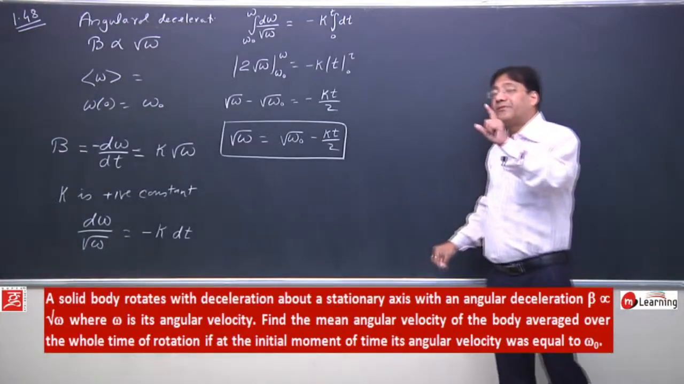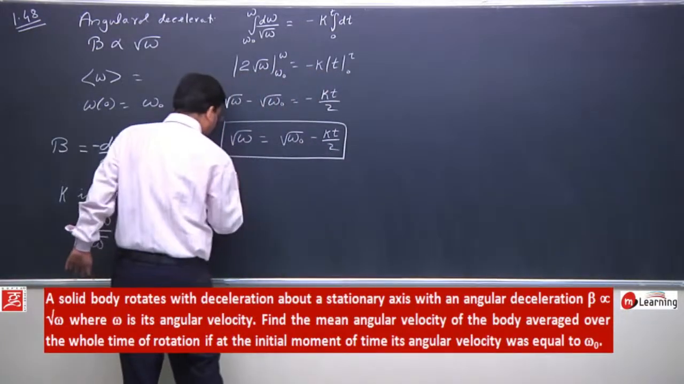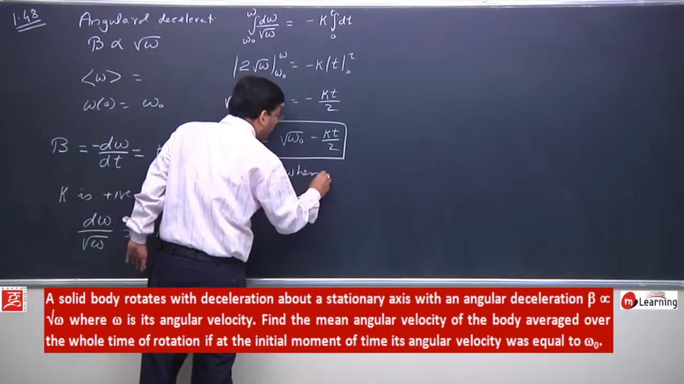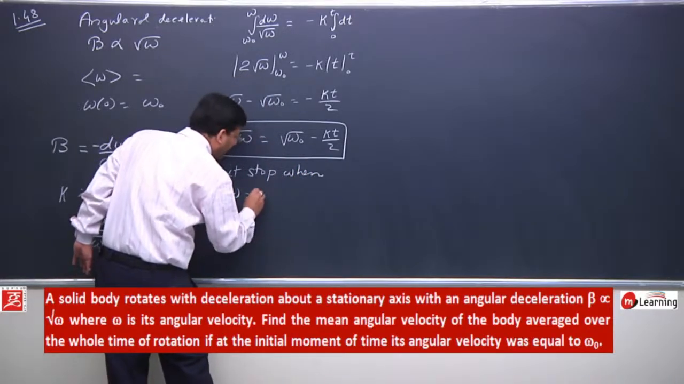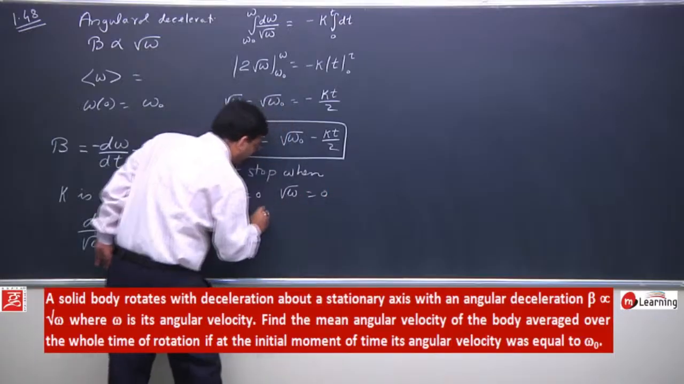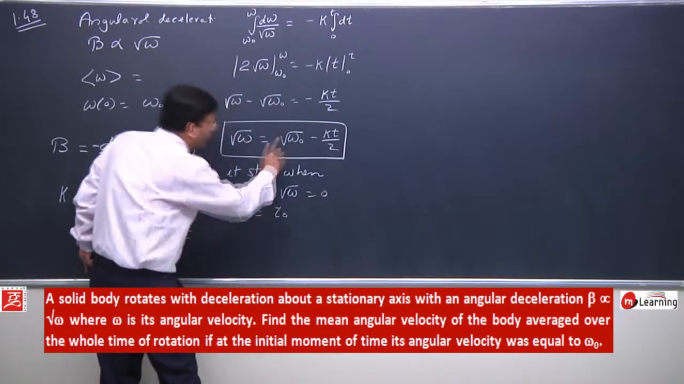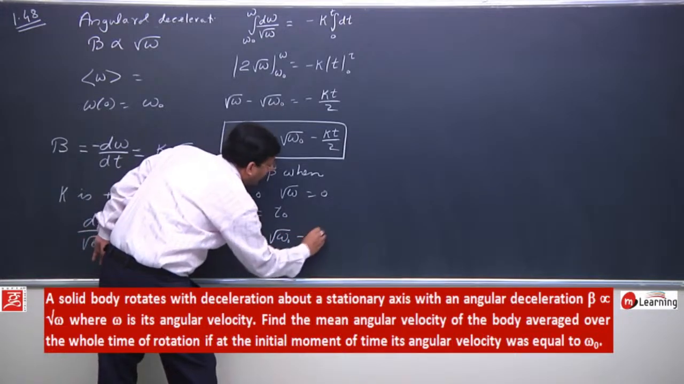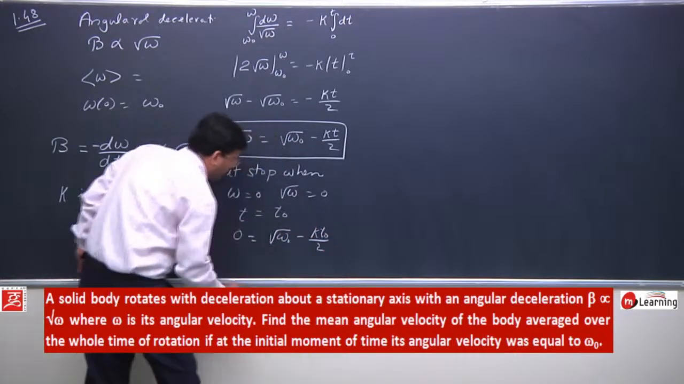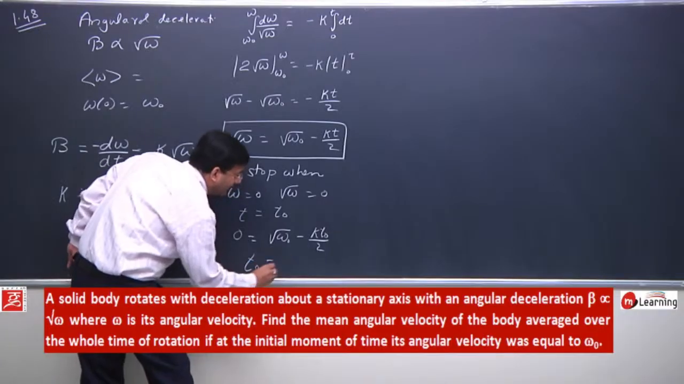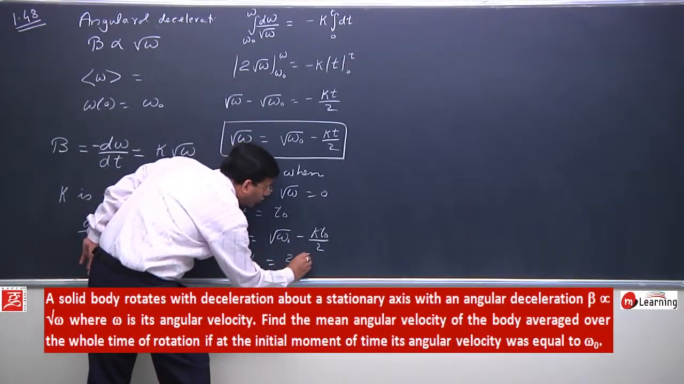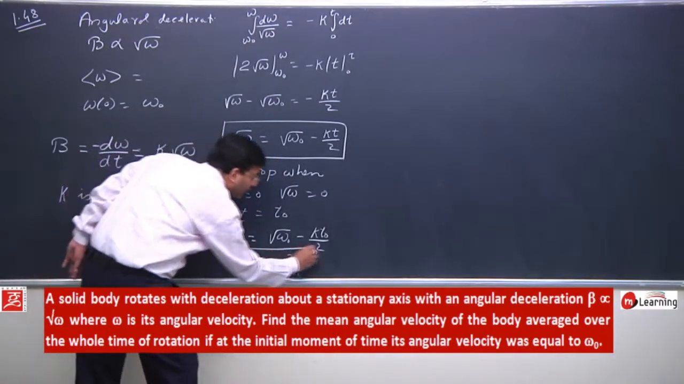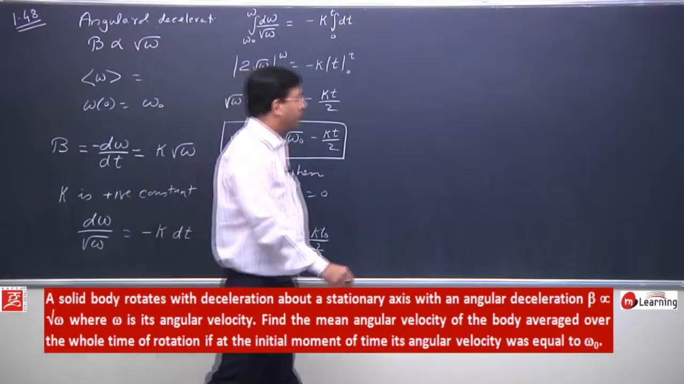Now, it stops when omega becomes 0, or root omega becomes 0, and that time is equal to t naught. I will put this condition here and I will get t naught as equal to 2 root of omega naught by k. This is the time when this body would stop.